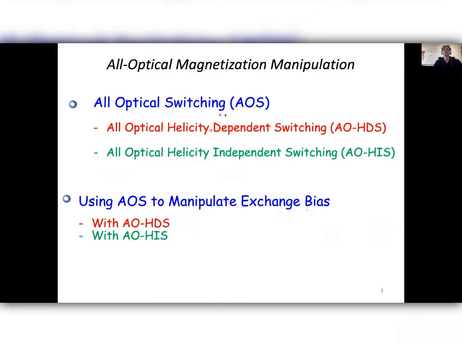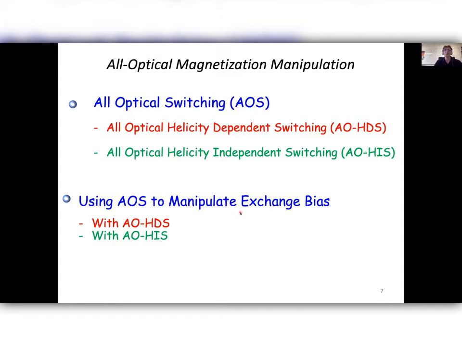What I'm going to present here is manipulation of magnetization, so deterministic switching, obtained by shining laser on samples. We will see that there are two types of all optical switching: all optical helicity-dependent switching, and all-optical helicity-independent switching. We will see that those two phenomena are very different. And then at the end, quickly, we will see how we can use this type of switching not only to reverse the magnetization, but to manipulate exchange bias, so to change the sign of the exchange bias field.